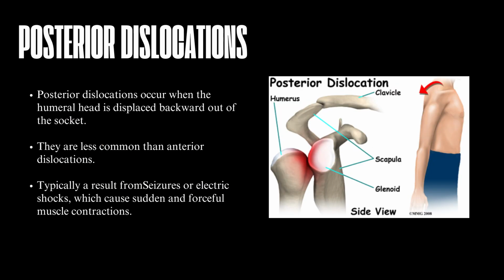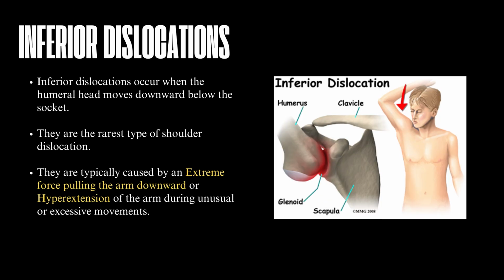Posterior dislocations, which are much rarer and account for 3% of cases, occur when the humeral head is displaced backwards, typically caused by seizures, electric shocks, or falls onto an internally rotated arm. The rarest type, inferior dislocation, involves the humeral head being pushed downward below the socket, usually due to extreme hyperabduction that stretches or tears the surrounding ligaments and joint capsule.